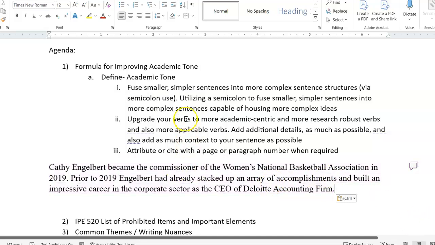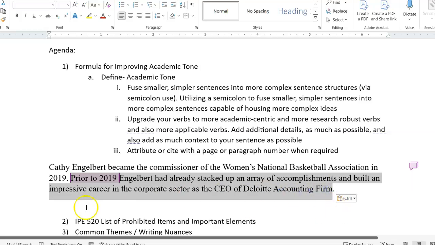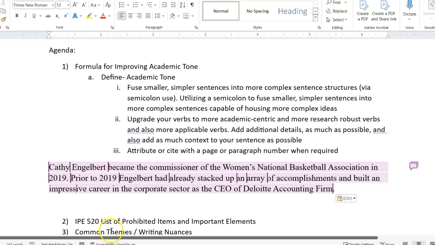So let's look. Step 1, fuse smaller, simpler sentences into more complex sentence structures. So as you can see here, there's a short sentence with a relatively slightly longer but still shorter sentence. So what's the first tip? Utilize a semicolon to fuse the two together, right? So I'm going to do that at the place that's natural for that to occur. So right here between the two sentences, we know there's a complete sentence before. We know there's a complete sentence after with a subject and a predicate or verb on both sides. So we know that already works. Easy peasy. Let's go to step 2.